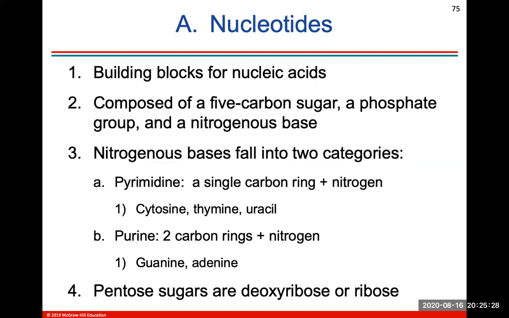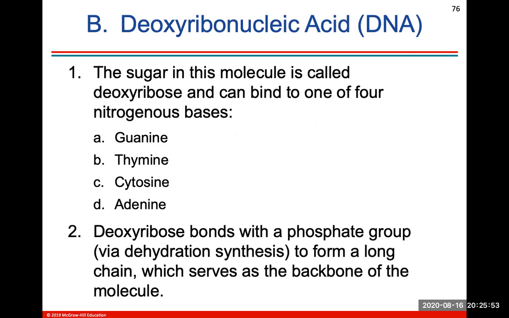Nucleic acids then, the building blocks for nucleic acids are nucleotides. So if we start with nucleotides, they're composed of a 5-carbon sugar, a phosphate group, and a nitrogenous base. And it'll be guanine, adenine, cytosine, thymine, or uracil. And it'll be deoxyribose or ribose, depending on if it's DNA or RNA. So the sugar in this molecule of DNA is called deoxyribose, and it can form with these nitrogenous bases, guanine, thymine, cytosine, and adenine.